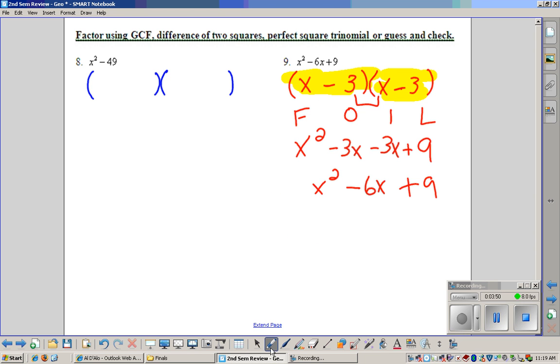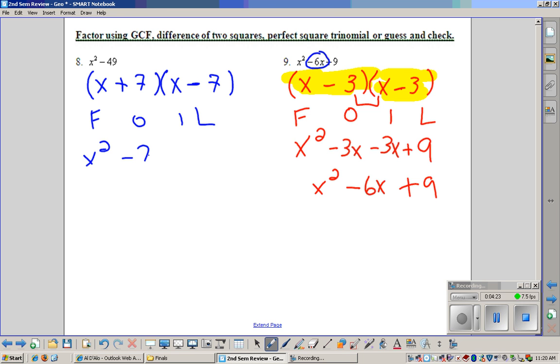Now, what's different about problem number 8 is it doesn't have a middle term right here. It doesn't have anything in the middle. So it's actually what's called a difference of two squares. There's a difference between these two numbers and they're square rootable. So you'll put x, 7, and 7, and make one positive and one negative. All difference of two squares fit that pattern. And if you don't believe me, you can FOIL it out to see if it works. And of course it will.